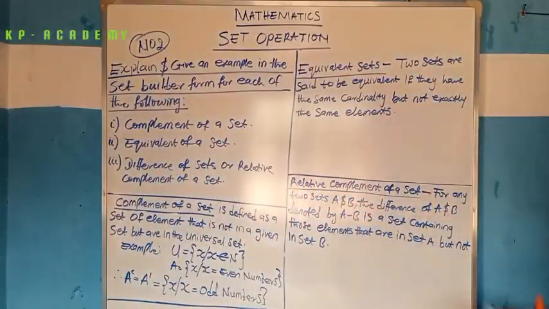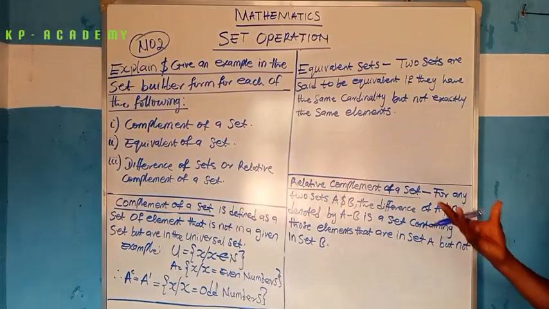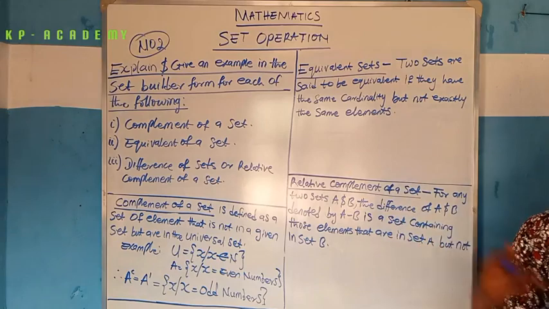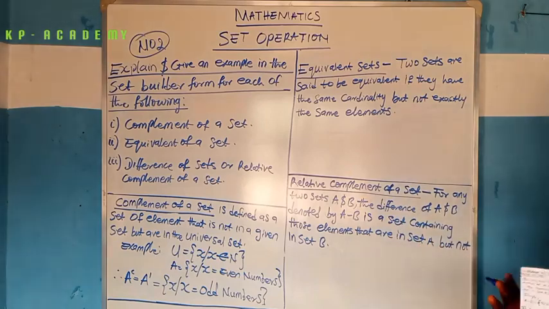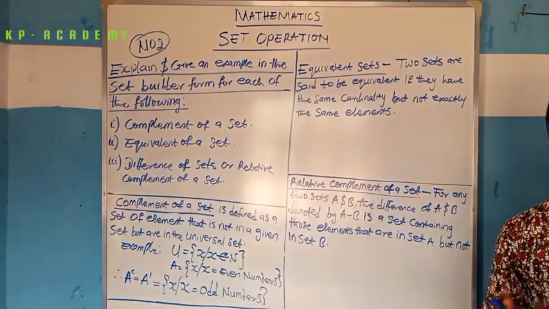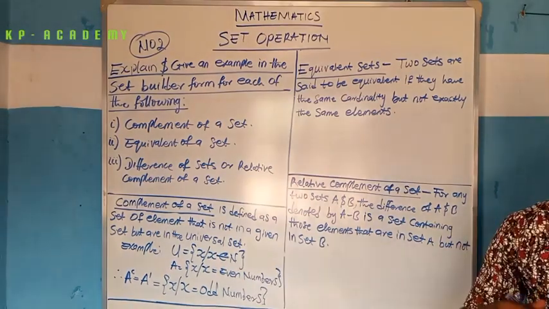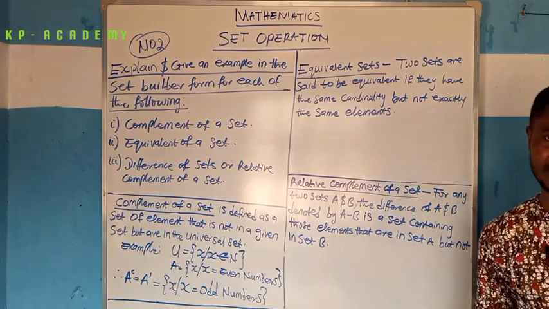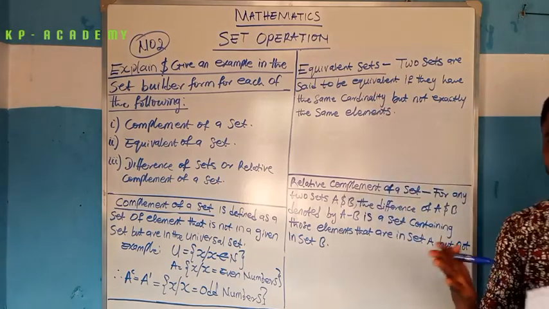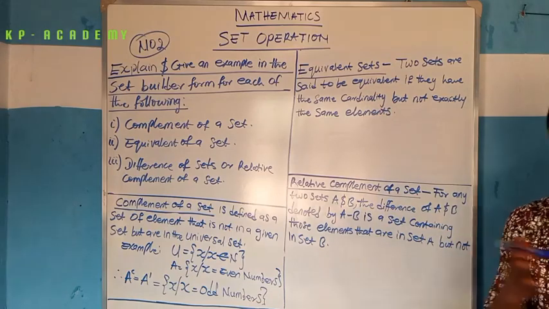Now the second one says equivalence of a set. Remember, in the previous question, that is question number 1, we saw equality of a set. We said that for two sets to be equal, it means that they will have the same elements or the same members, and again they will be of the same cardinality. So that is it. Now, when we talk about equivalence of a set, it is similar to equality of a set, but they are not the same.